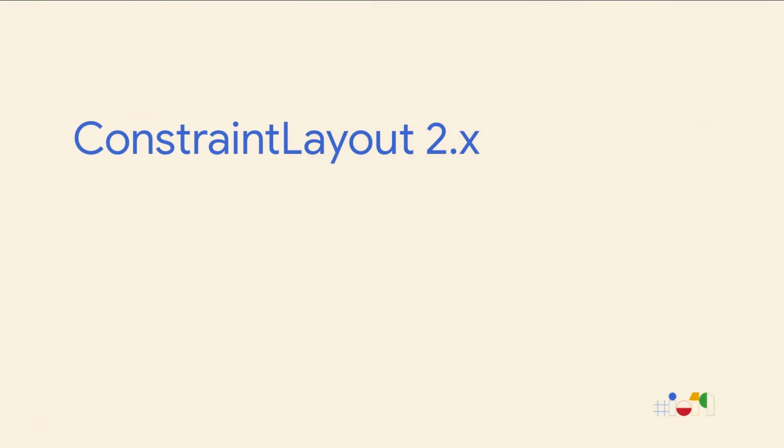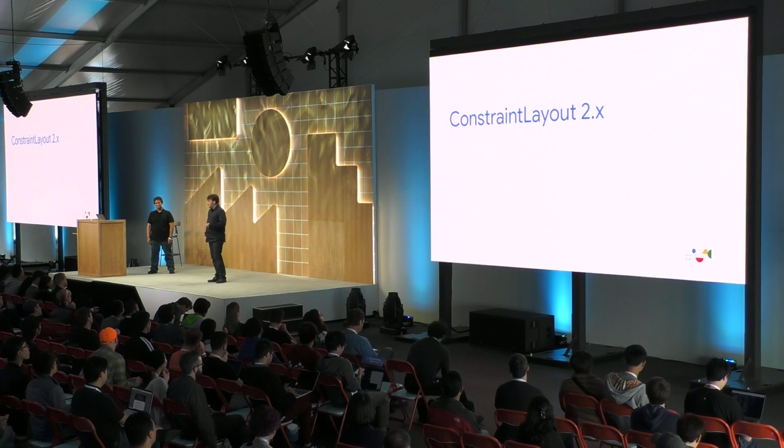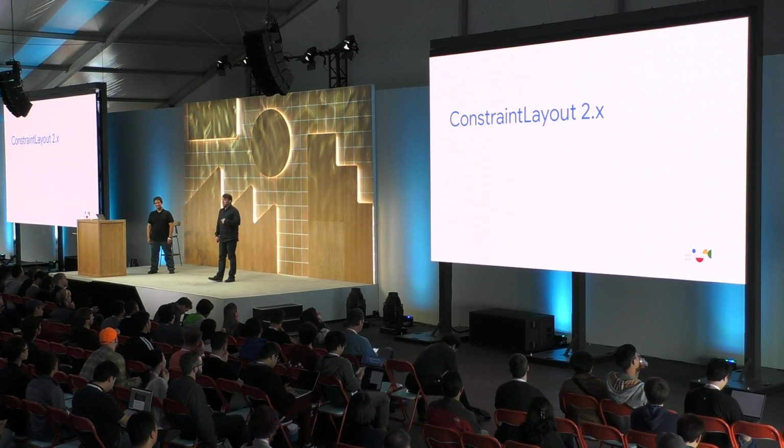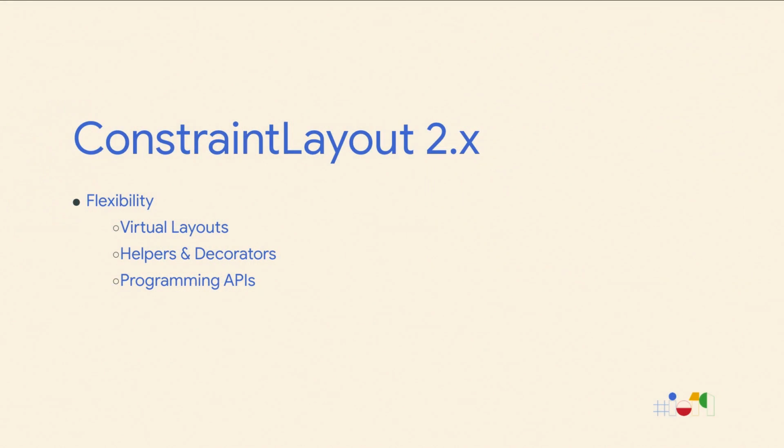And that brings us to Constraint Layout 2. Why did we create Constraint Layout 2? Well, the key element here is really to try to create a layout that is even more flexible. We wanted to give you back even more power. And we did that in a few ways.